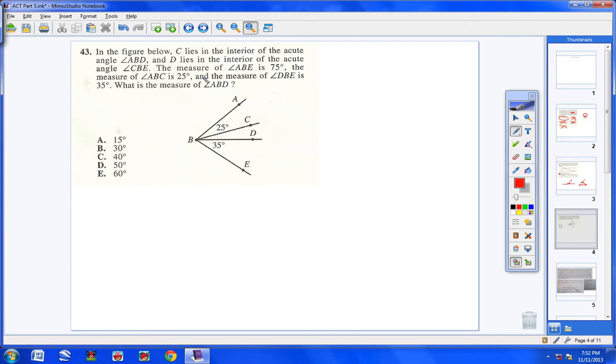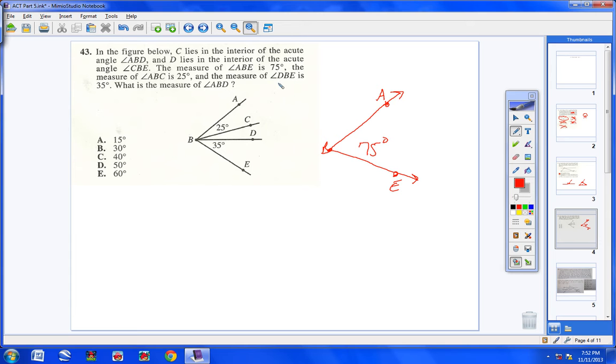Now, in the figure below, C lies in the interior of the acute angle ABD, so we can see that, it's pretty obvious. D lies in the interior of CBE, that's pretty obvious. The measure of ABE is 75. So this whole angle right here, this whole angle ABE is 75, okay? So let's not forget that. I'm actually going to write that over here. Kind of draw the angle a little bit. So that whole big angle, A, B, E, is 75 degrees.